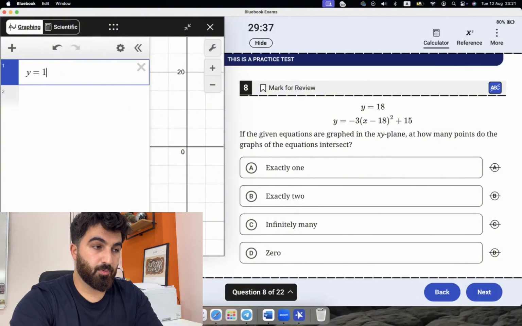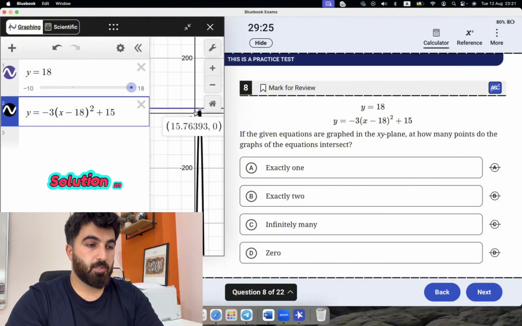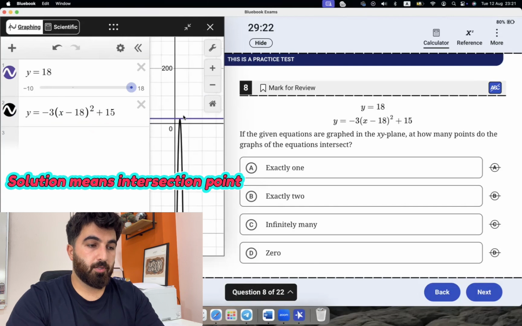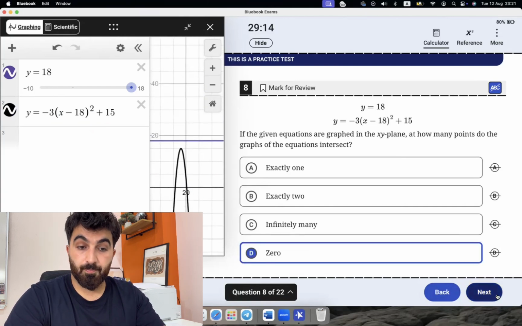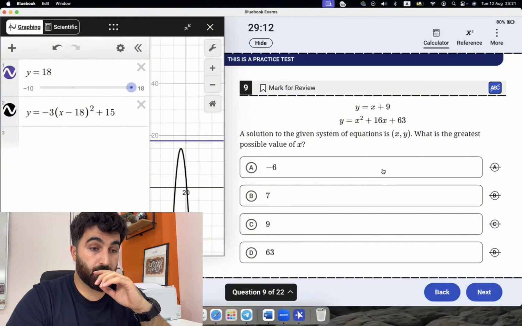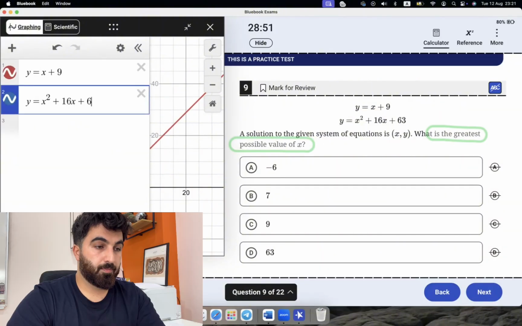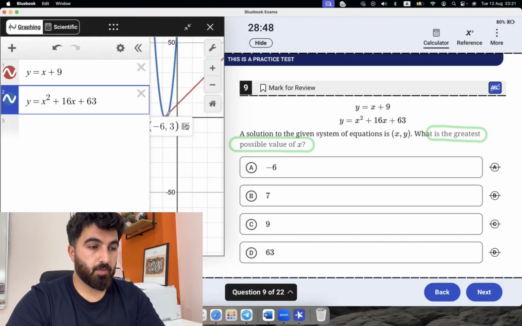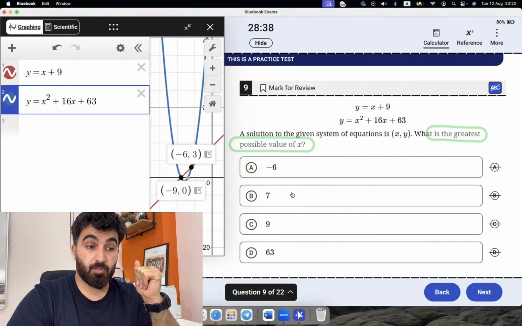Oh, next one. This is a decimal question. Oh, let's see the solution. What do you think? How many intersection points do we have? I guess there is no intersection point, no solution. Again, we are given the system. What's the greatest possible value of x? Let's see. Oh, well, you see, there are 2 intersection points. One of them is this one, another one is this one. Which one is the greater?